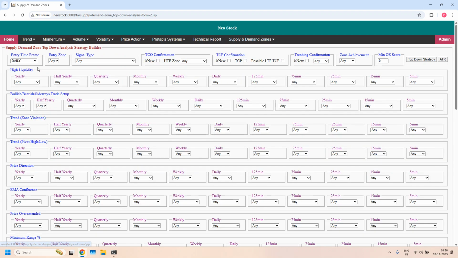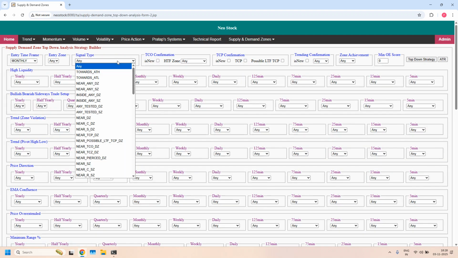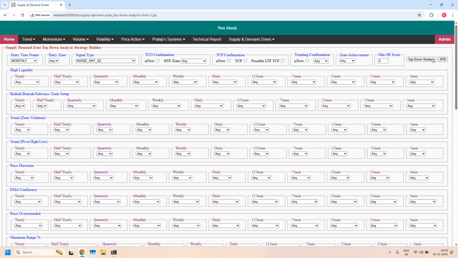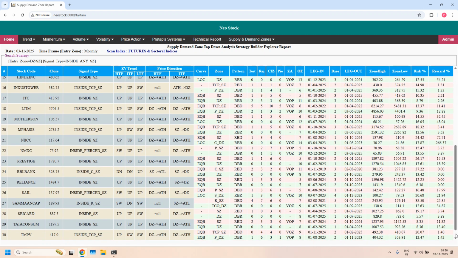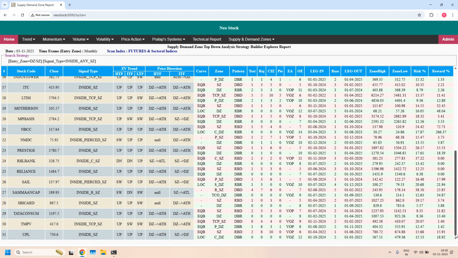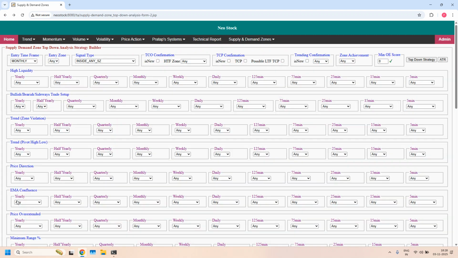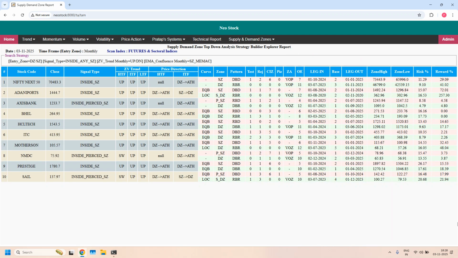Okay, next, price closed inside the monthly supply zone. First 15 stocks in the list. Scrolling the list down, total 31 stocks are filtered. We can further filter based on monthly supply zone having monthly EMA confluence, and also trend on the monthly should not be sideways. So we got 10 stocks.